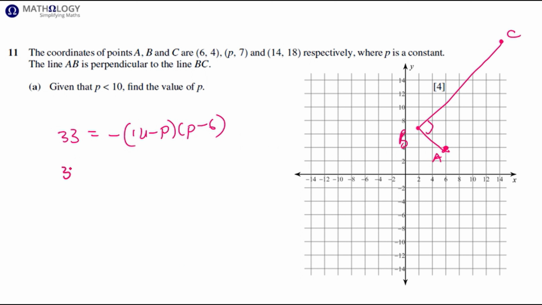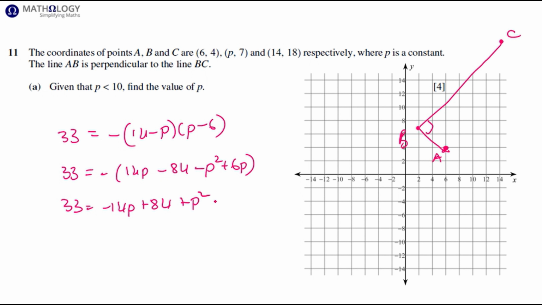Now we can multiply out, so 33 equals minus times (14P minus 84 minus P squared plus 6P). 33 equals minus 14P plus 84 plus P squared minus 6P. Getting all the terms over to the one side, P squared minus 20P, 84 minus 33 is 51, and equals 0.